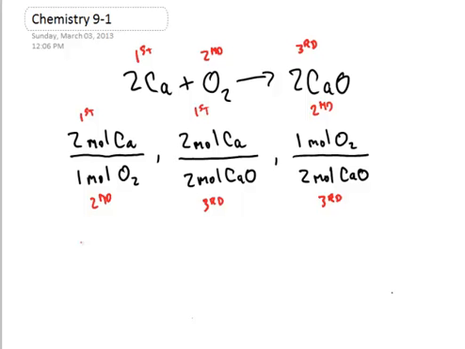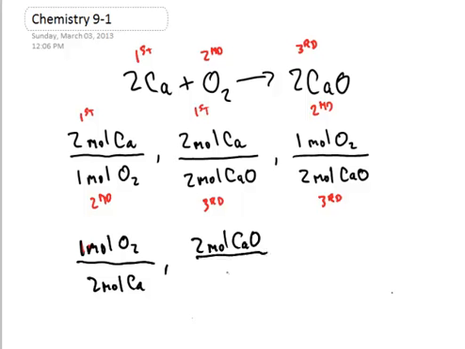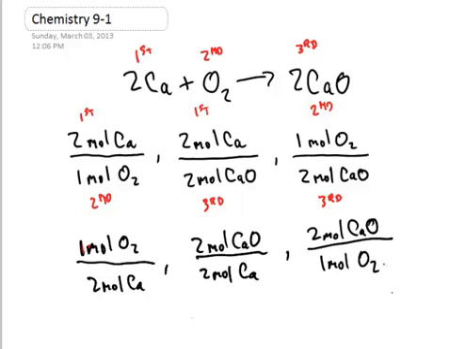The other half, of course, is just flip them over. So we can also write this one then as 1 mole O2 to 2 moles calcium, 2 moles of CaO, calcium oxide, to 2 moles of calcium, and 2 moles calcium oxide to 1 mole O2. And there I have all the possible mole ratios for that chemical reaction.